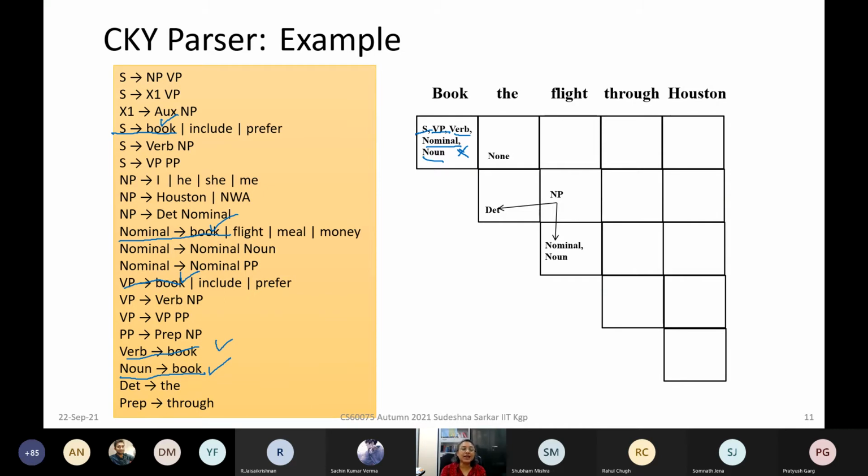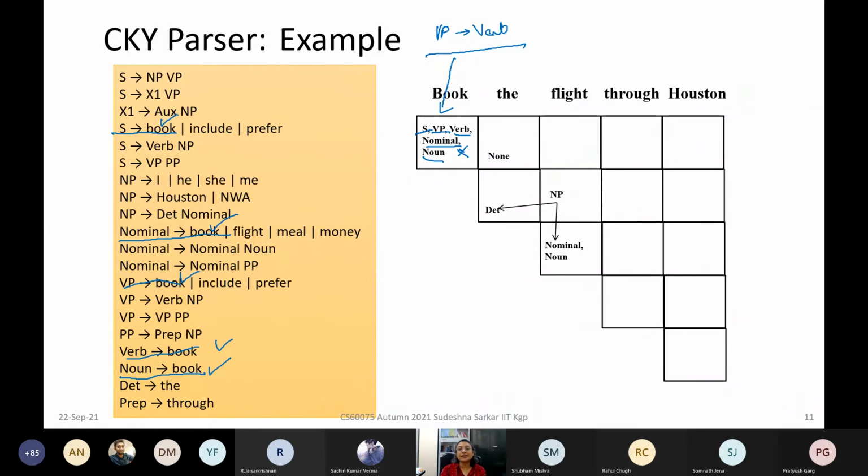Suppose we did not have VP goes to book, but we had a rule saying VP goes to verb, right? Now that we have found that book is a verb, and because we have a rule VP goes to verb, then we can put VP here. But this grammar we have converted into normal form, so that on the right-hand side we have exactly 2 non-terminals or a single terminal. So we have rewritten this grammar and therefore we have these rules.